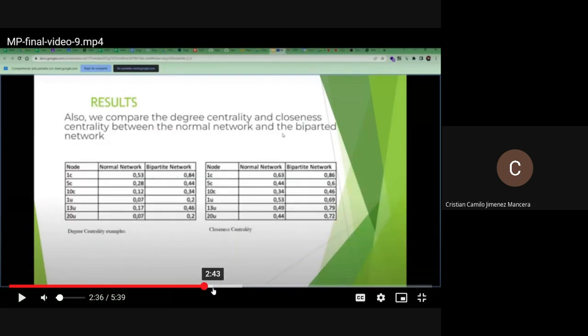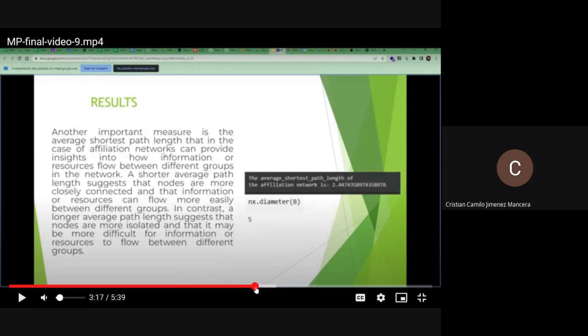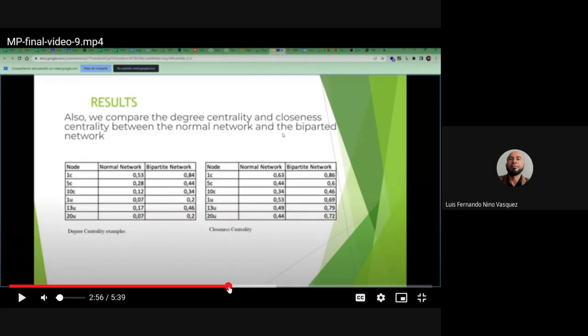And well, we compute the results. We see the degree centrality and the closeness centrality, and we see that when we apply the normal measures, the values are lower, so we use the bipartite library to analyze this kind of network. Okay, I guess that's it, right? This table. Yes. Okay.